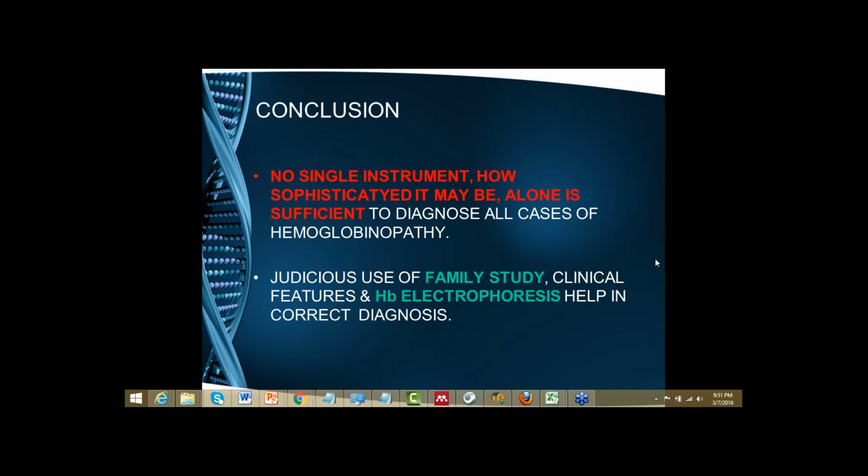So there are a couple more cases. I think it will take 10 to 15 minutes more. If Sarah agrees, we can continue with that. You can continue, no problem. Okay, sir.